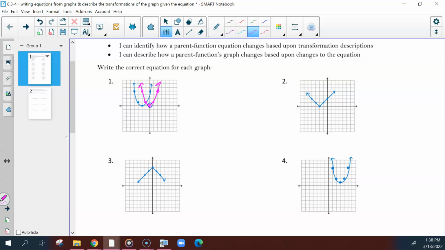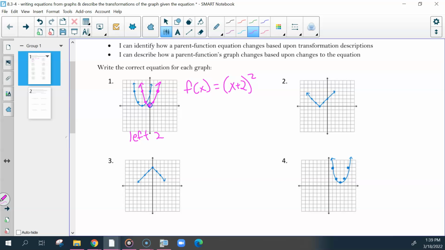So as I'm looking at the parent function and I'm comparing it, it looks like our new function was moved to the left 2. So if we're thinking back to what that transformation does, that would be on the inside. So we'd start off f of x equals inside, but it needs to be the opposite. So instead of putting minus 2, we're going to put plus 2. And because it is a quadratic, we would put squared.